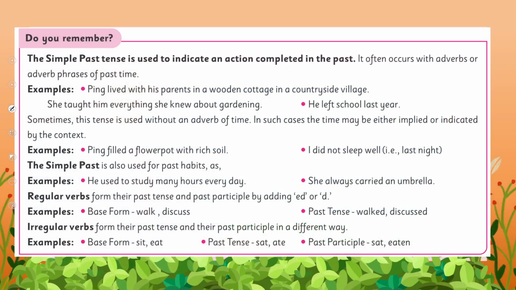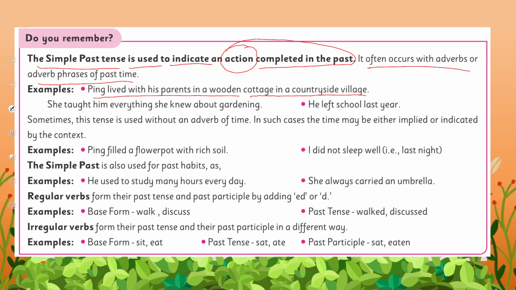Now, if you remember from the previous grade, the simple past tense is used to indicate an action completed in the past. It often occurs with adverbs or adverb phrases of past time. So, we use it to indicate an action that has already been completed in the past, and we can use adverbs or adverb phrases of the past time. For example, Ping lived with his parents in a wooden cottage in a countryside village.